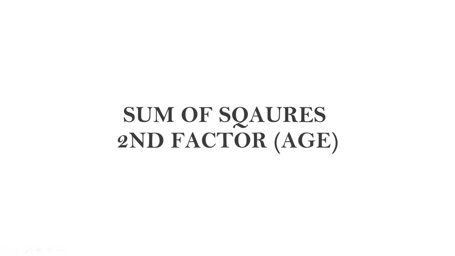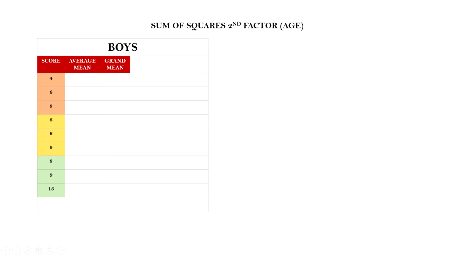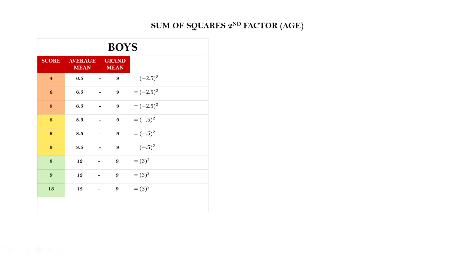And now for the sum of squares second factor, which is the age, we will be using the 6.5, 8.5, and the 12. We will be having the formula of average total minus the grand total mean. And we'll get this negative 2.5, negative 0.5, 3, and then square it all. We'll get the 6.25, 0.25, 9, and to sum it all, we will be having 46.5.